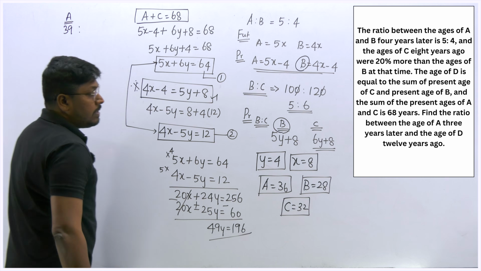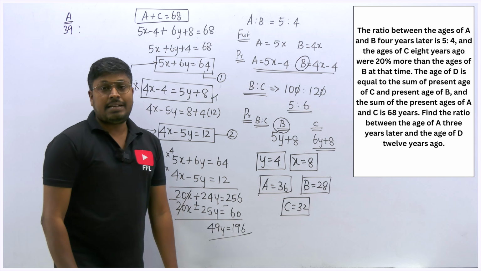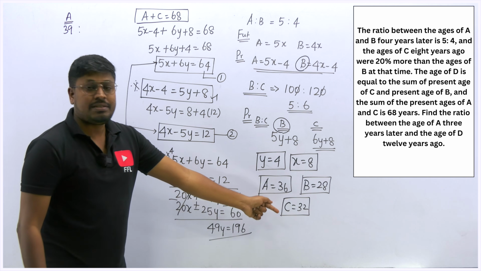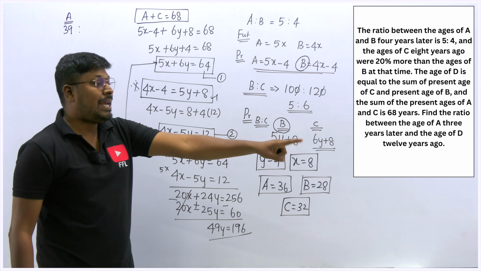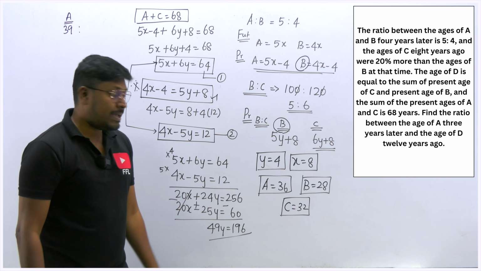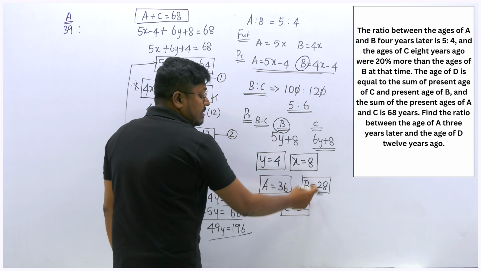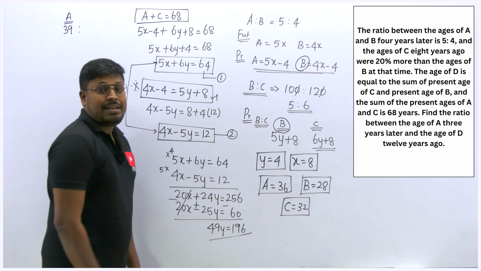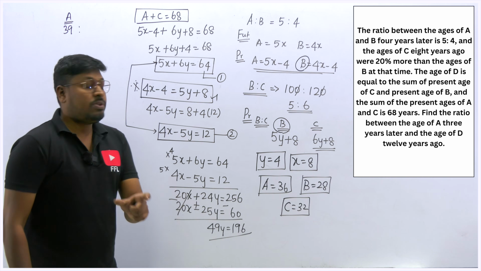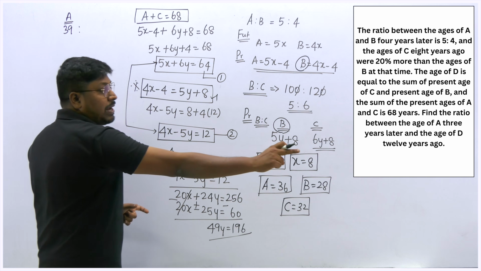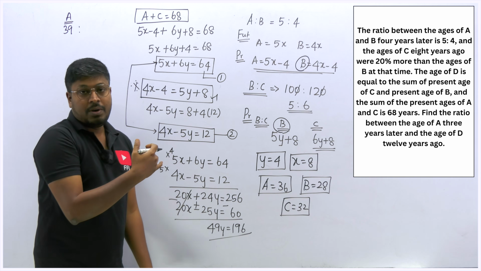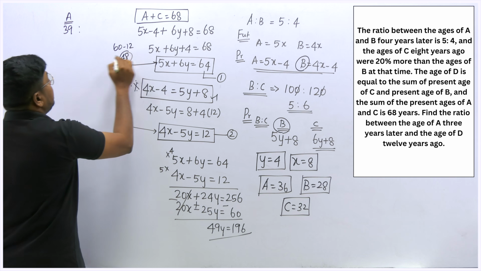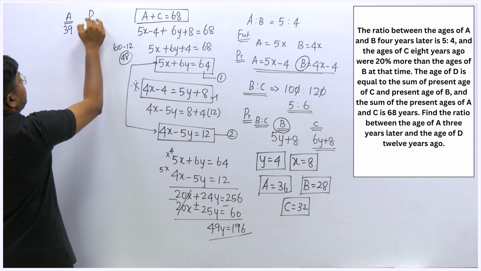Then the ratio to the age of D 12 years ago. That means we have to find D's age. D's present age is unknown, but they have given a clue that the age of D is equal to the sum of C and B. So when you add C and B, the result will be the age of D. When you add 32 and 28, that is 60. So 60 will be the age of person D. Now while finding the ratio, we have to write the age of D 12 years ago. That means 60 minus 12. So 60 minus 12 will be 48. So 48 will be the age of person D.